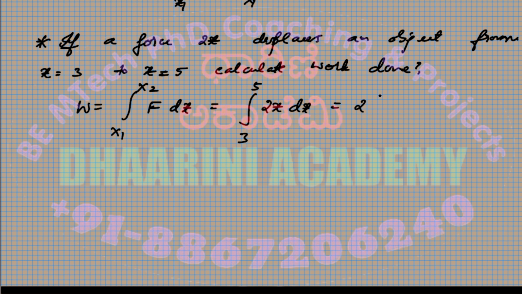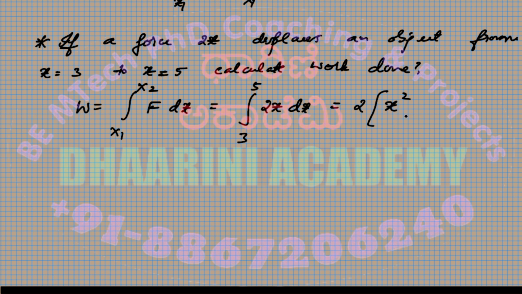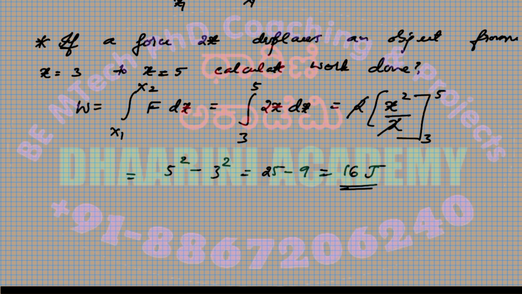So 2 is a constant. When you take it out, x dx is there. Integration of x dx is x square by 2. Okay, so this is x square divided by 2, right? Substitute the limits from 3 to 5. This 2 cancels. That is 5 square minus 3 square. So 5 square is 25 minus 3 square is 9. So 16 joules is the required answer. Very straightforward.